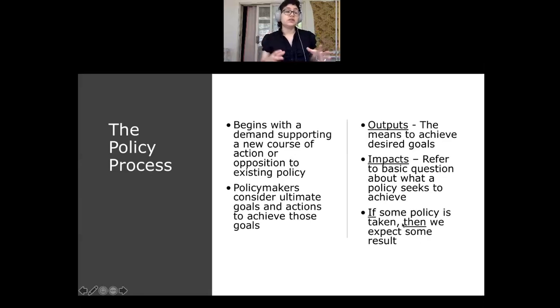And so this is where quasi-experimental designs are really helpful, because the policy is seen as the independent variable that's having an impact on the dependent variable, which is what the policy seeks to achieve. So whether or not it creates its impact is the dependent variable, and the if some policy, then we expect some results. So if this thing, which is the independent variable, then we expect these impacts, which are the dependent variable.